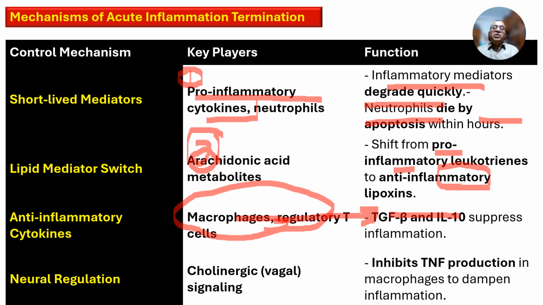Then there is neural regulation through the cholinergic vagal signaling. TNF production is decreased, and this decrease will dampen the inflammation.